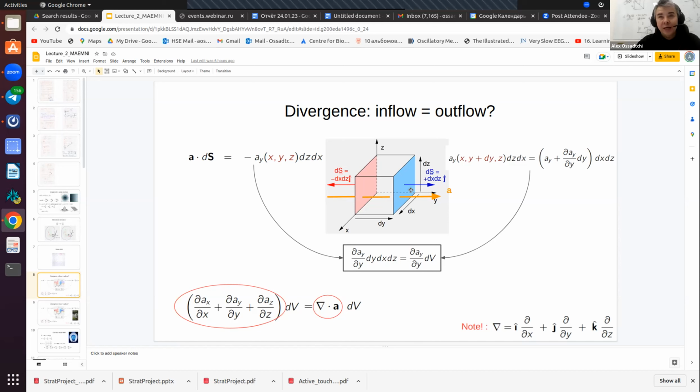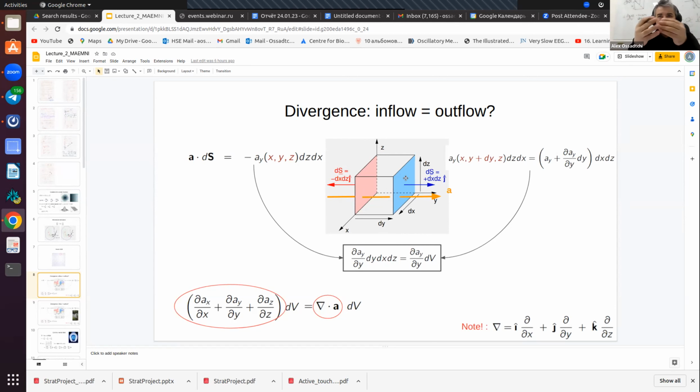And if it's not the same, then it means there is something changing in this volume. It means that there is some source or sink in that volume. So let's try to quantify the amount of water passing in. Assume that vector A is a vector whose length is proportional to the speed at which water is flowing through some unit area.